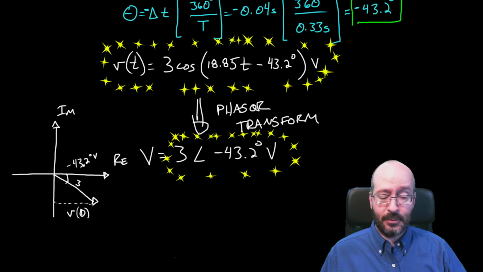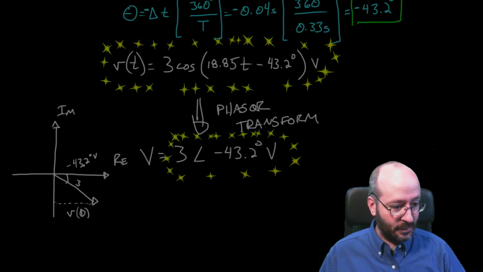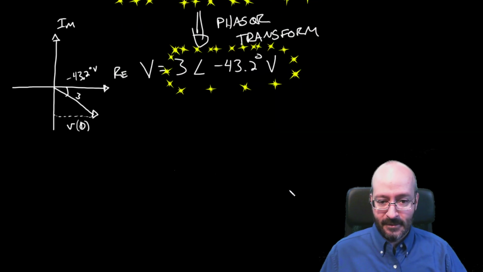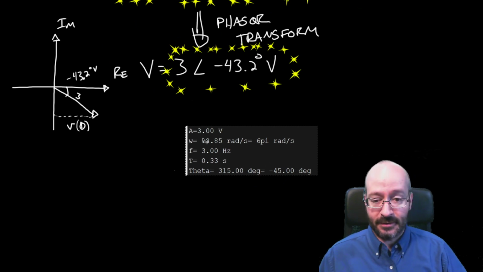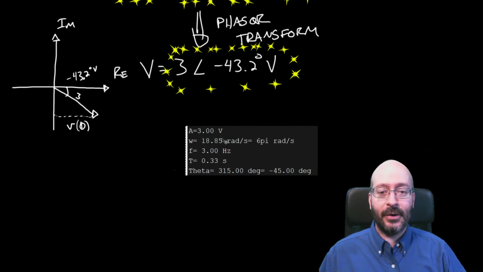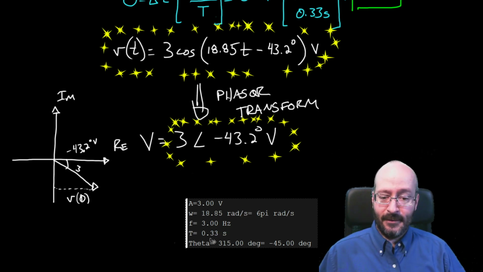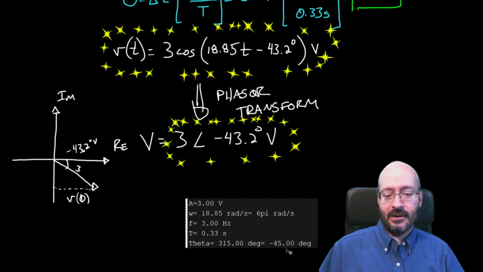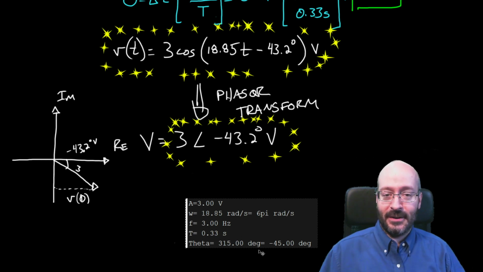Since I created this script with MATLAB with all random numbers, let's check it out here. This is what the script spit out as an answer. I didn't look at this beforehand, I promise. 3 volts peak, 18.85 radians per second. We got that one. 3 hertz. We got that one. 0.33 seconds for the period. And then our theta was -45. So I was right that I had done some rounding in the script. And the corresponding angle would be 315.